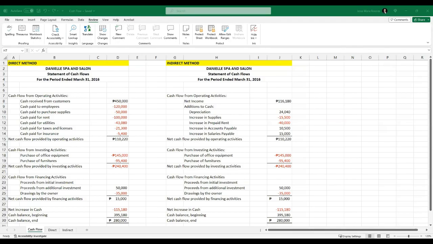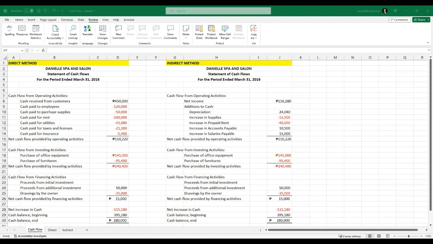Hello. So this recording is a review of what a statement of cash flows is and what is the difference between a direct and indirect method. So basically, the statement of cash flows is a financial statement where you can see information about the cash receipts and cash payments that happened for a certain period of time.